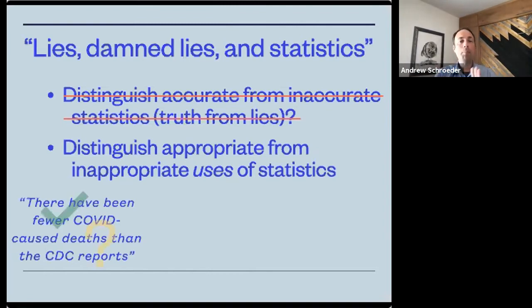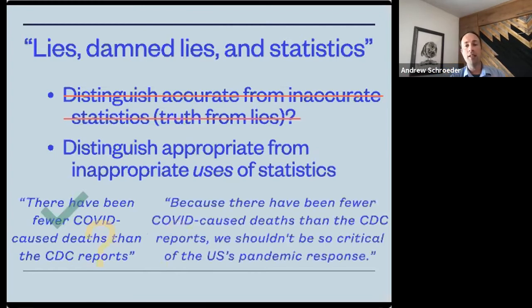that claim. But it is also true that those ways of thinking about causation, the ways that would lead you to get a very small number of COVID deaths, don't make any sense to use for the purposes of assessing the US's pandemic response. So what we can do is we can object if someone says that because there have been fewer COVID-caused deaths than the CDC reports, we shouldn't be so critical of the US's pandemic response. That claim is not okay. And it's not because the statistic itself is wrong. It's because that statistic is not well suited to that goal, that purpose.